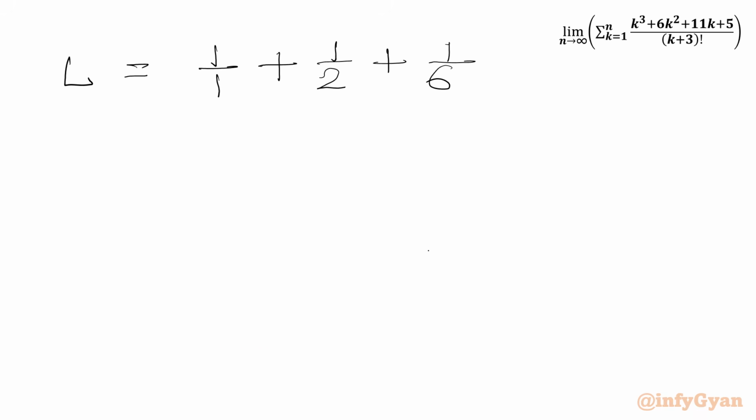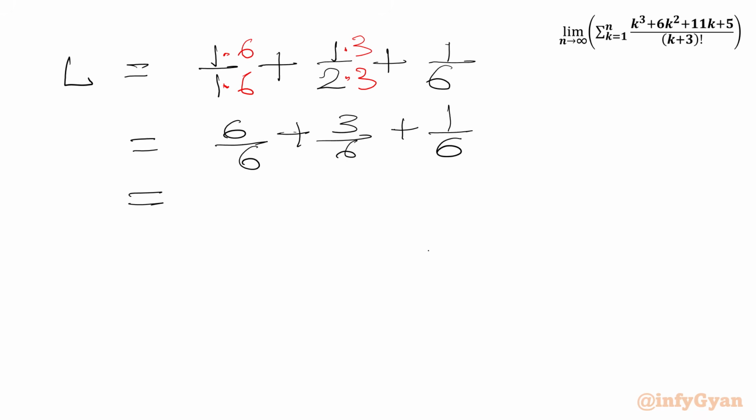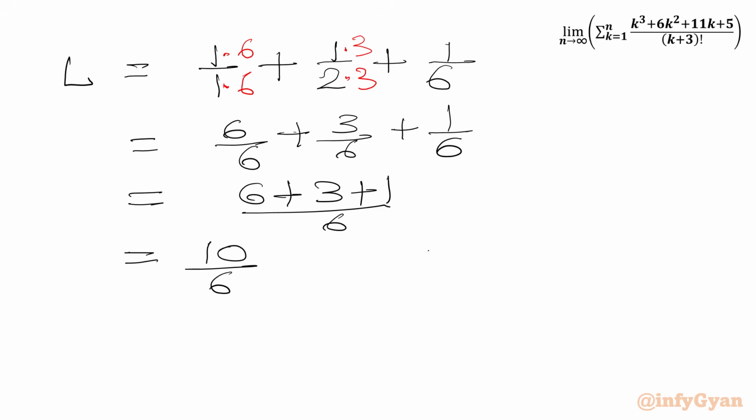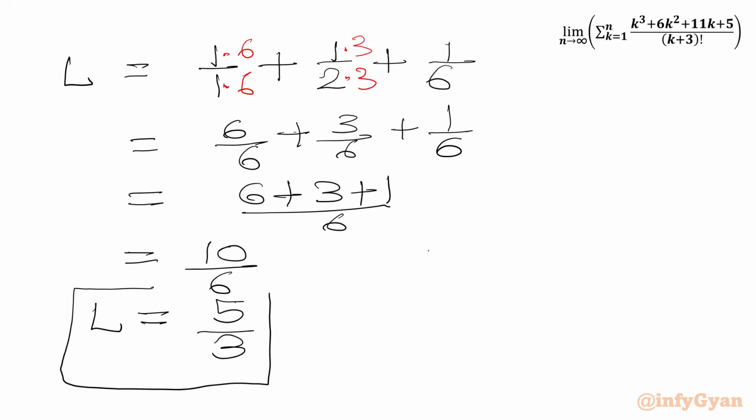Now we will make our denominator a common denominator. So I need to multiply here with 6, here with 3. Now the denominator is 6. So we'll write here 6 over 6 plus 3 over 6 plus 1 over 6, which will be equal to 6 plus 3 plus 1 over 6. It is equal to 10 over 6. Divide numerator and denominator by 2. We are going to get our answer. Limit will be equal to 5 over 3, which is our option 4, option D.